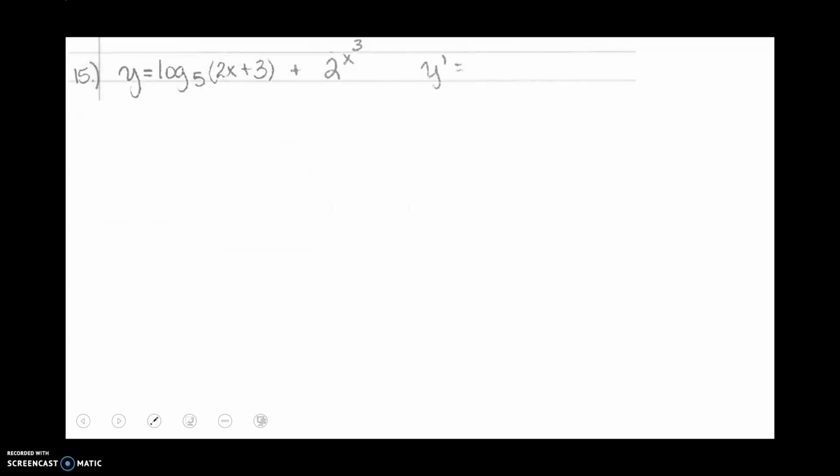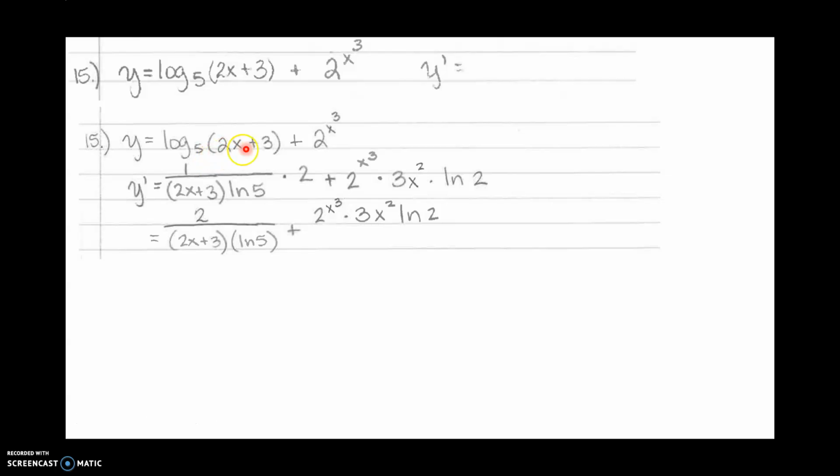All right, then for 15, we've got the log base 5 of u. So if I've got the log base 5 of u, our rule for that is 1 over u ln a. So this is our a and this is our u, so 1 over u ln a. That's the derivative of the outside. Then we need to do the derivative of the inside. So the derivative of 2x plus 3 is 2.